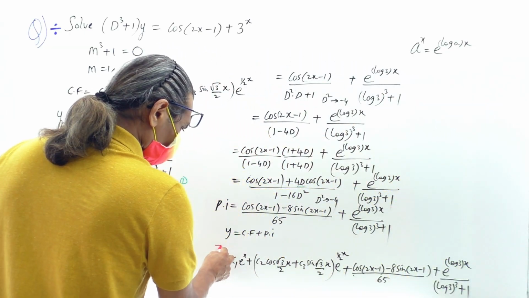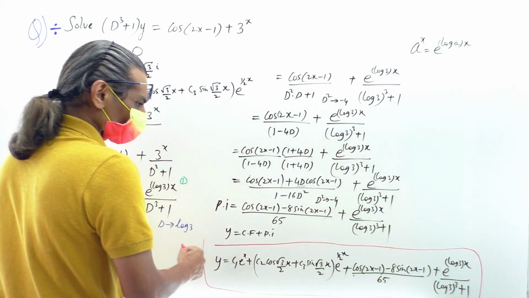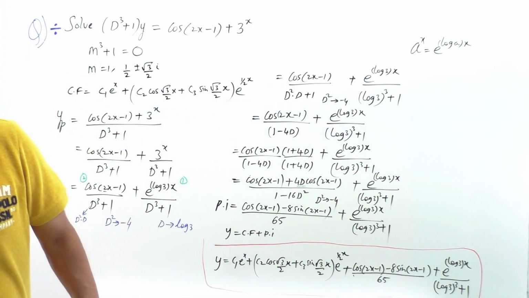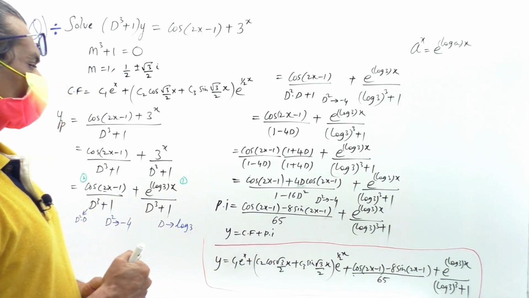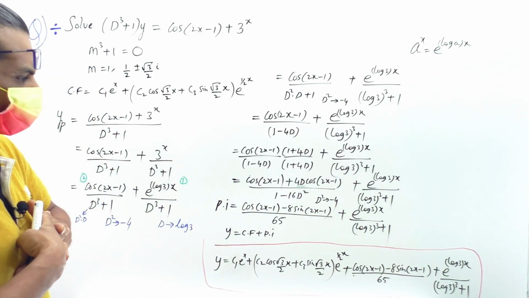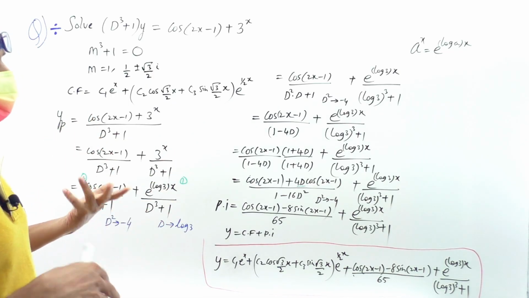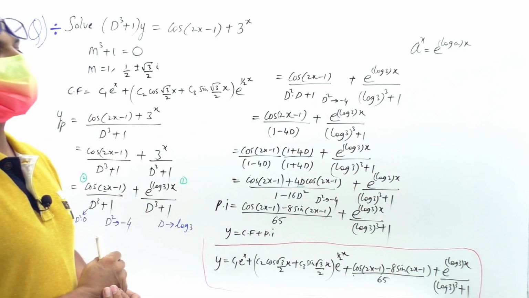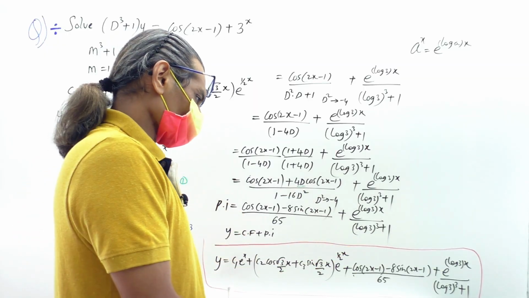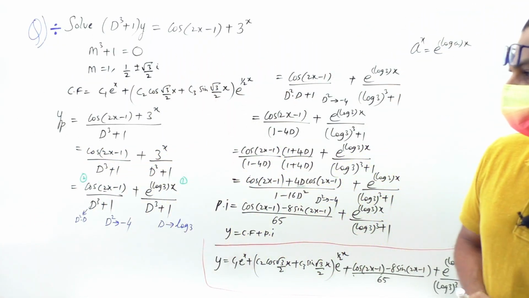Please write the CF plus PI in the solution, otherwise they will cut the marks. Okay, I hope you clearly understood the solution here. Please do practice it. Practicing helps here, because they can ask many problems like this, only the values may differ. So if you know the theory correctly, then you can easily answer problems like this. Please go through this problem thoroughly.